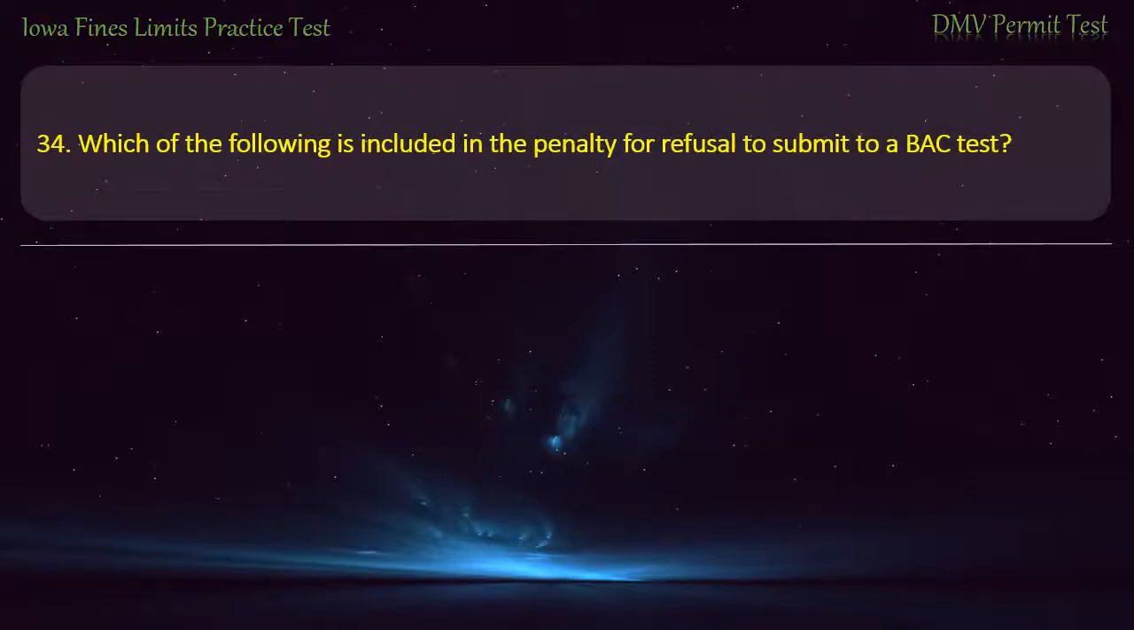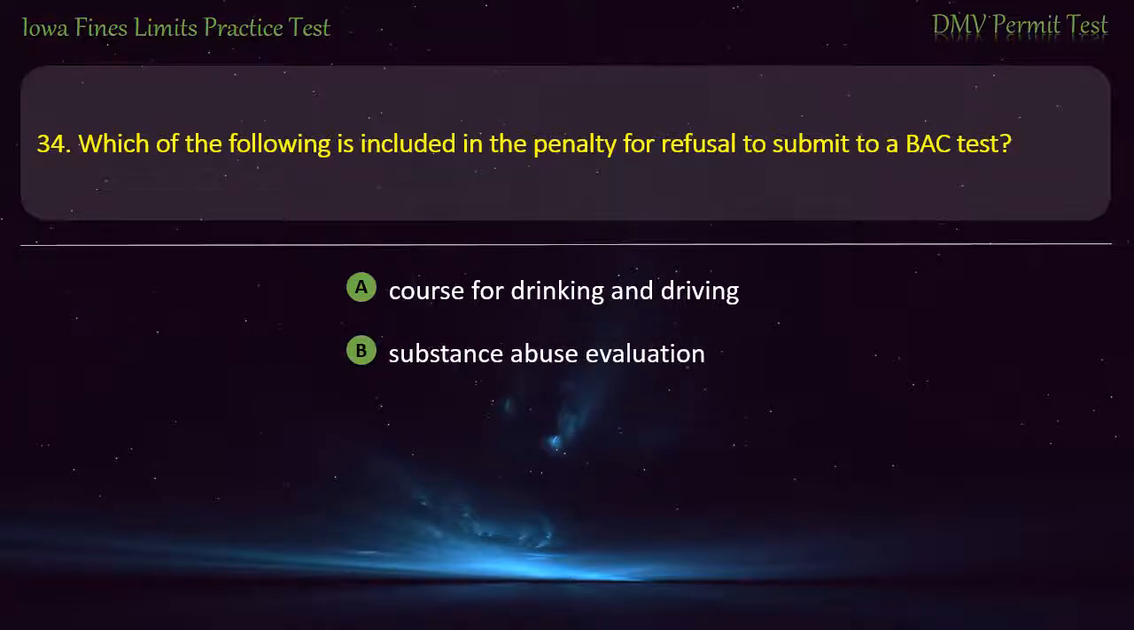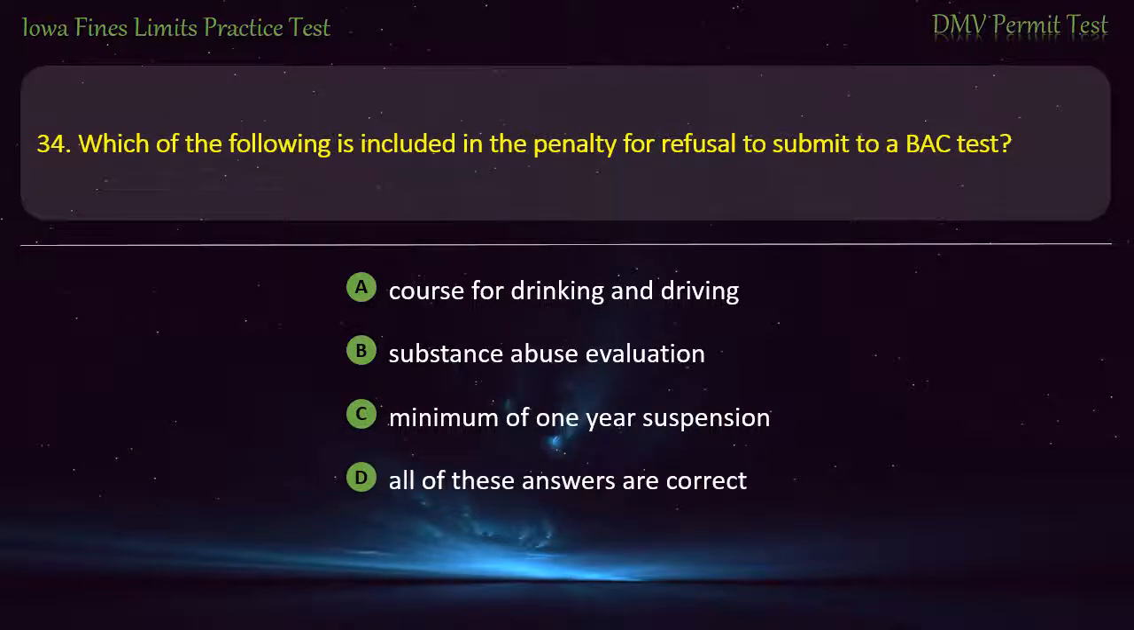Question 34. Which of the following is included in the penalty for refusal to submit to a breath test? Course for drinking and driving. Substance abuse evaluation. Minimum of 1 year suspension. All of these answers are correct. Answer: All of these answers are correct.